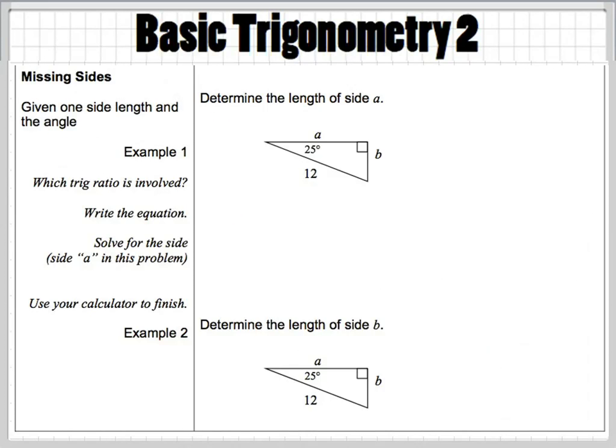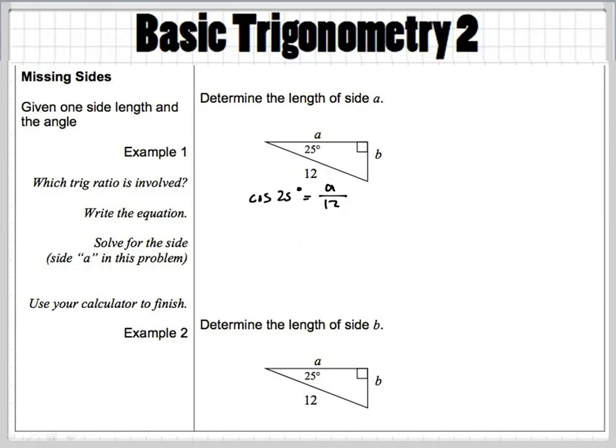Okay, this first one, determine the length of side A. So if you wanted A, what equation would you guys set up? What trigonometric equation would you set up to find A? That's right, we use cosine. So we're going to say cosine of 25 degrees equals adjacent. Now I'm looking at 25 degrees. The adjacent is A over hypotenuse, which is 12.